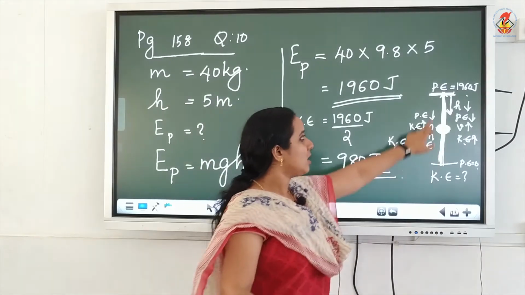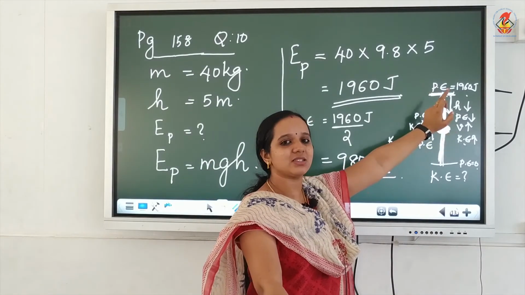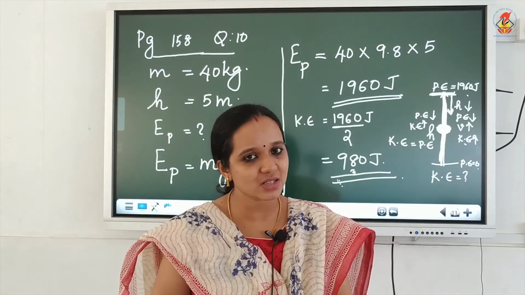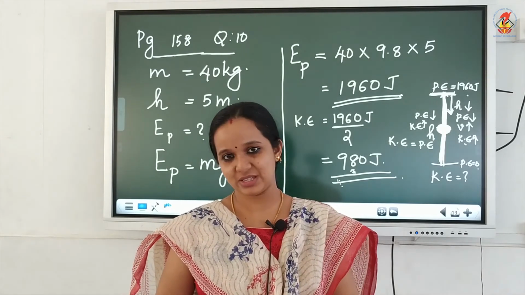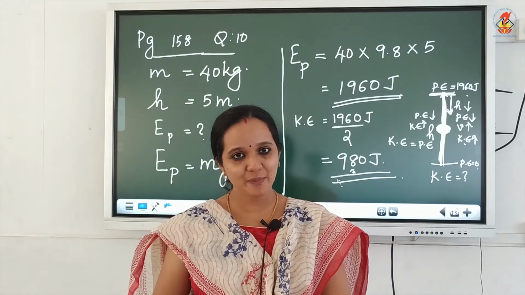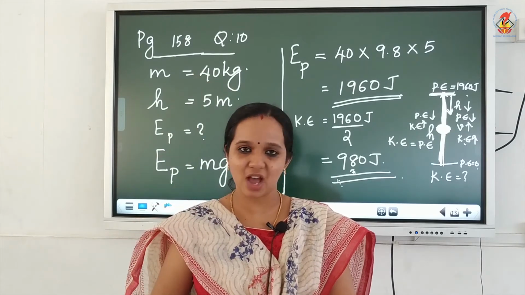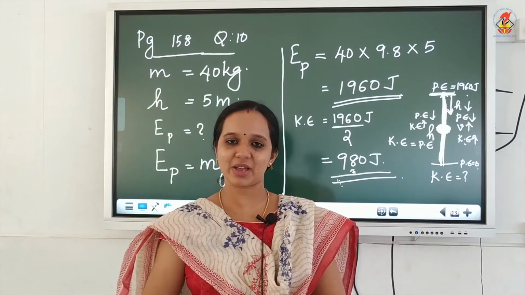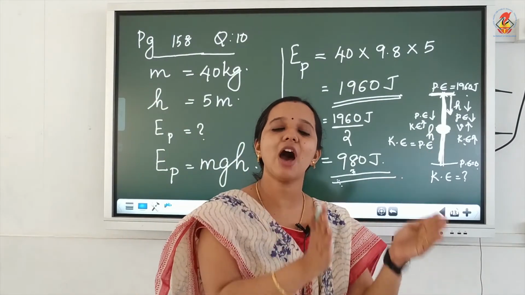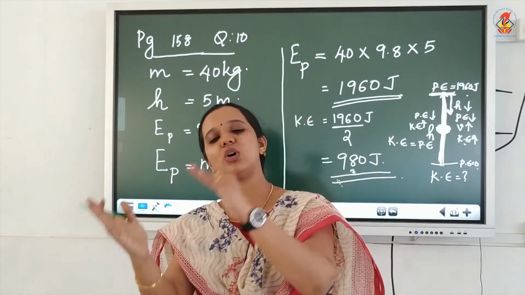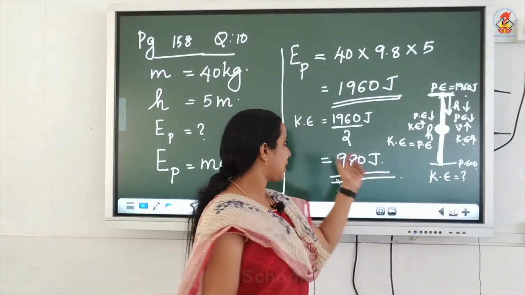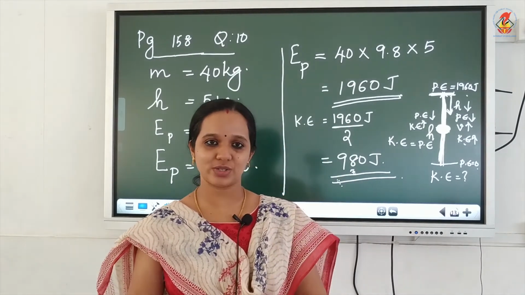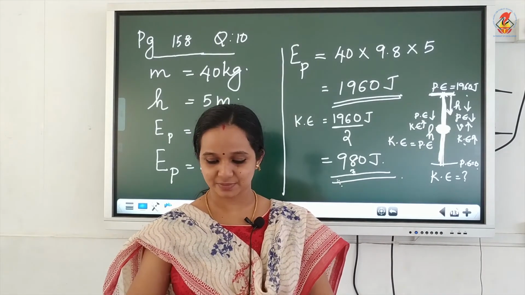So initially potential energy was 1960 joules. As it descends down, potential energy decreases and kinetic energy increases. When it reaches half the way, potential energy decreases by half. To make the total energy constant, kinetic energy should increase by half. Overall we can say that half the potential energy got converted into kinetic energy. So kinetic energy is potential energy by 2, that is equal to 980 joules. That is question number 10.